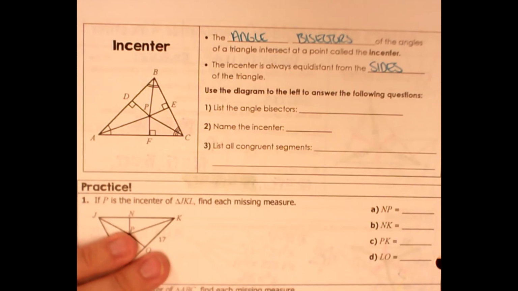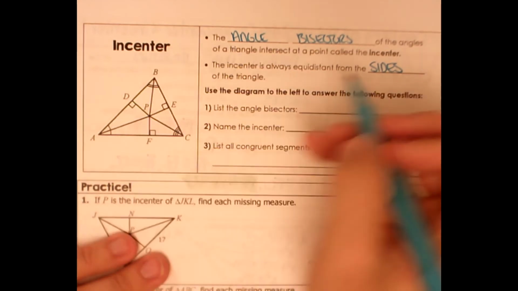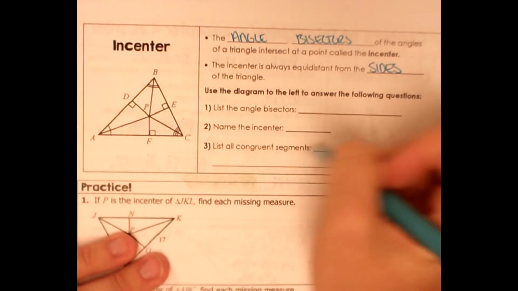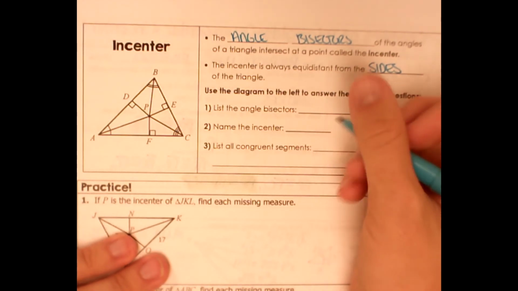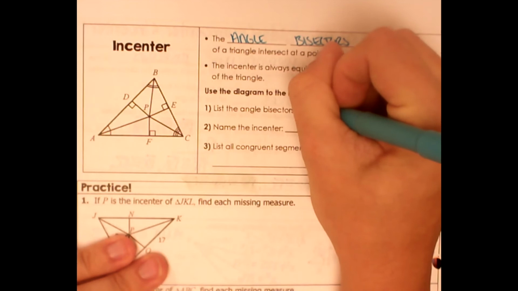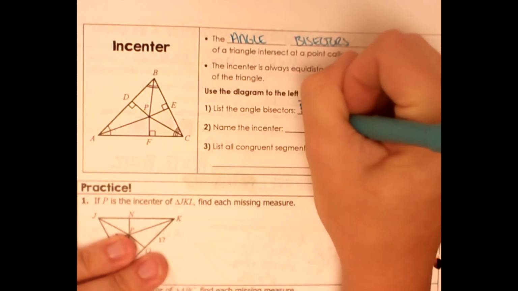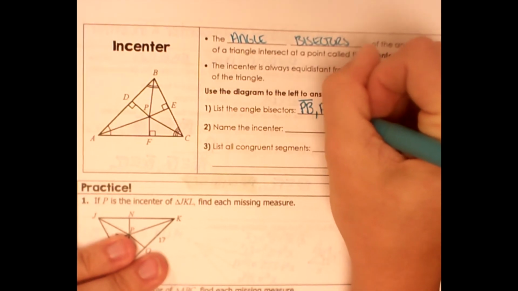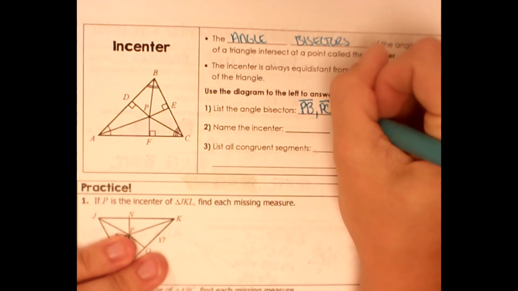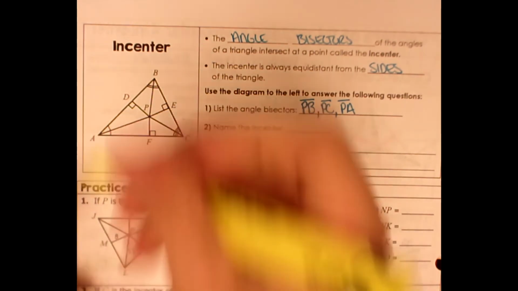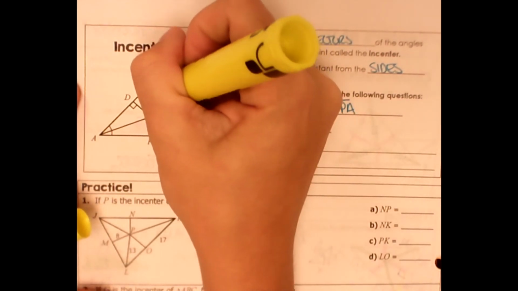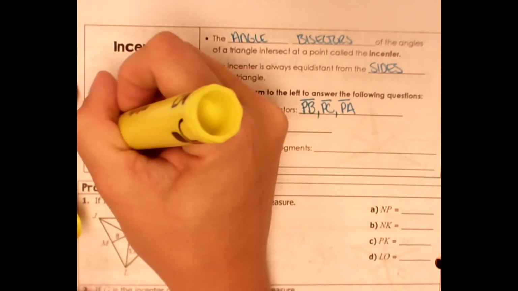Use your diagram to the left to answer the following questions. So in words, this is what it means. Now, what does it mean when we look at a picture? List all the angle bisectors. Looking, it's going to be PB, PC, and PA. Let's write that down. My angle bisectors are PB, PC, and PA.